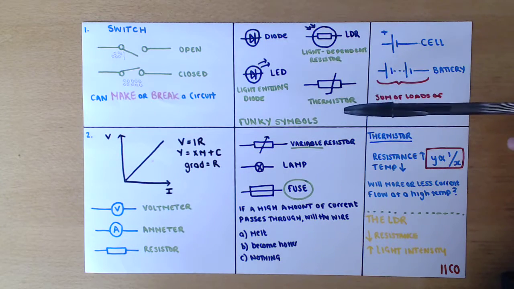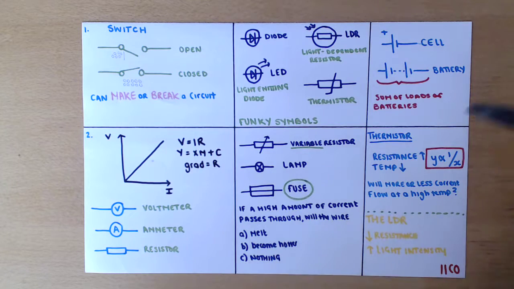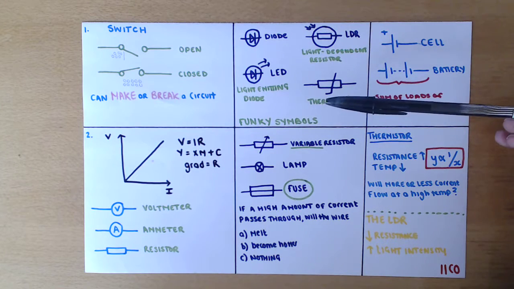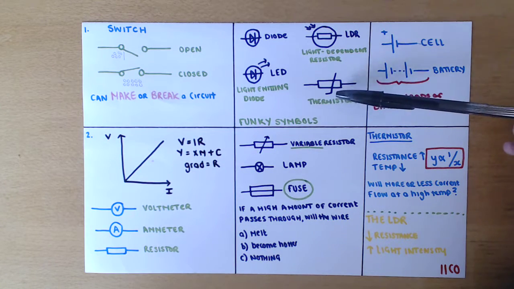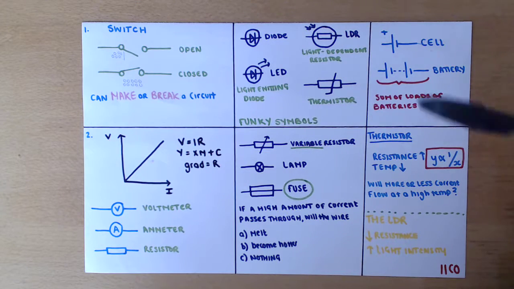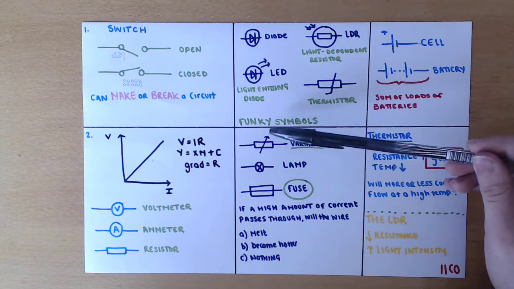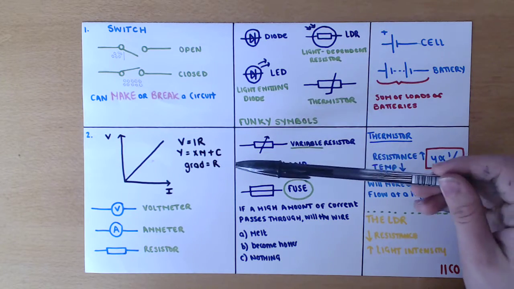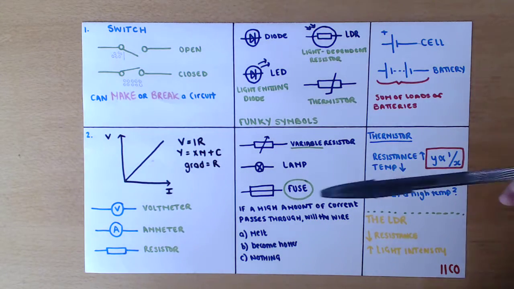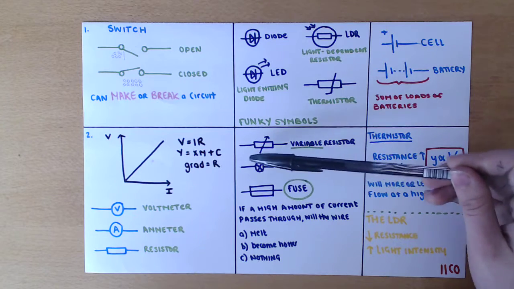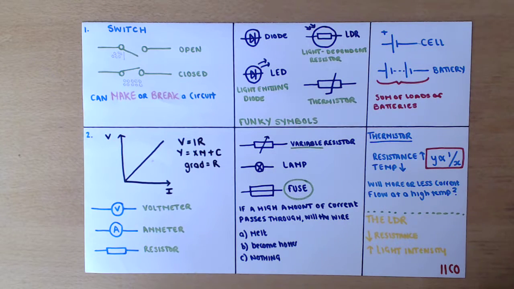Then you have a thermistor. A thermistor looks like a resistor, but it's got this line through it, and I'm going to talk more about this later. And then we have a variable resistor. A variable resistor is again like a resistor but with an arrow through it, representing that you can change the resistance. And you have a lamp, which is just a cross with a circle around it. Don't know why that is, but it just is.